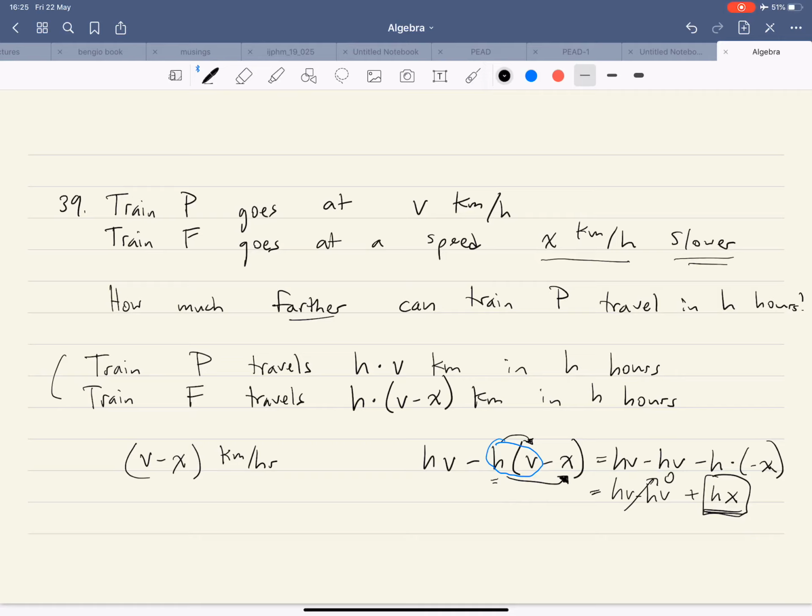So, we could have done the math out as we did over here and then simplified, or we could have read the problem and thought, well, train F is going x kilometers less per hour than train P, so after h hours, it's gone h times x fewer kilometers over h hours.